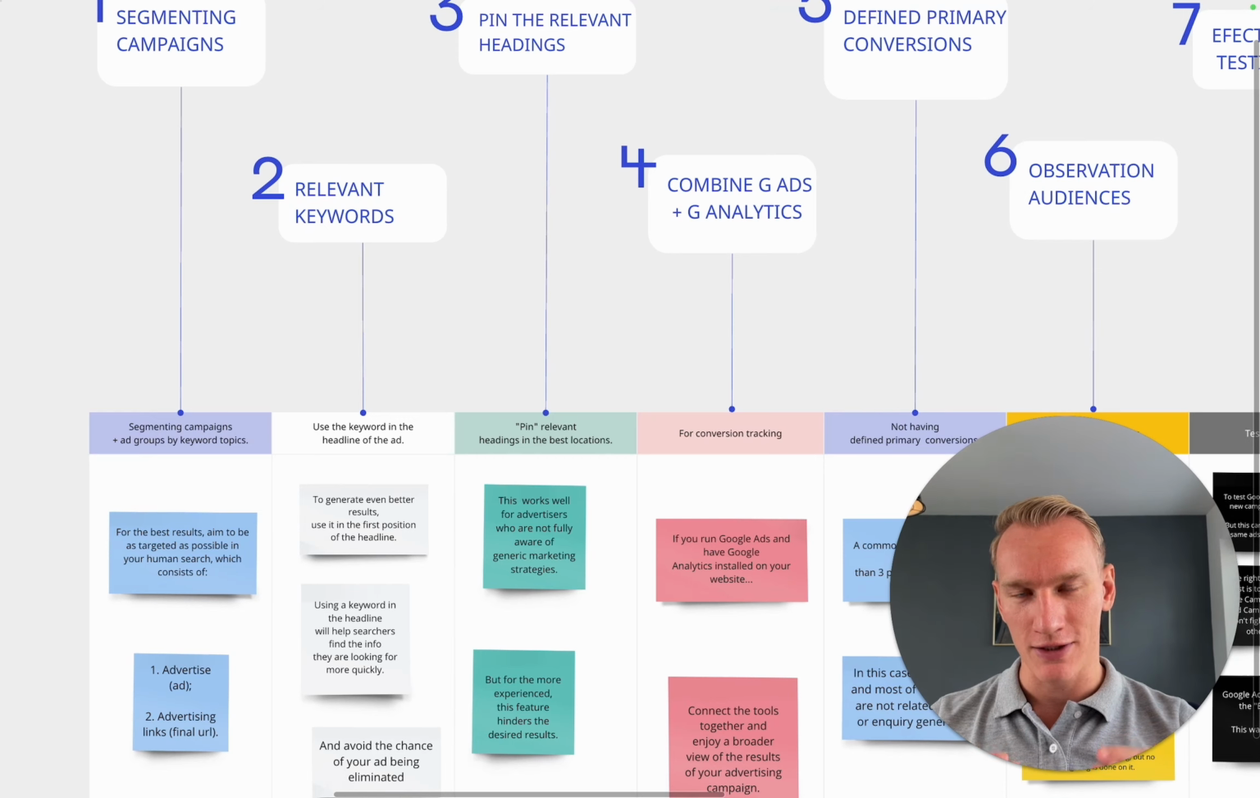Combine your Google Ads together with your Google Analytics, because Google Analytics is more for audience data and Google Ads is more for conversion data. Especially if you combine them together, they learn from both directions and you make the algorithm much smarter than letting them optimize in an individual way.